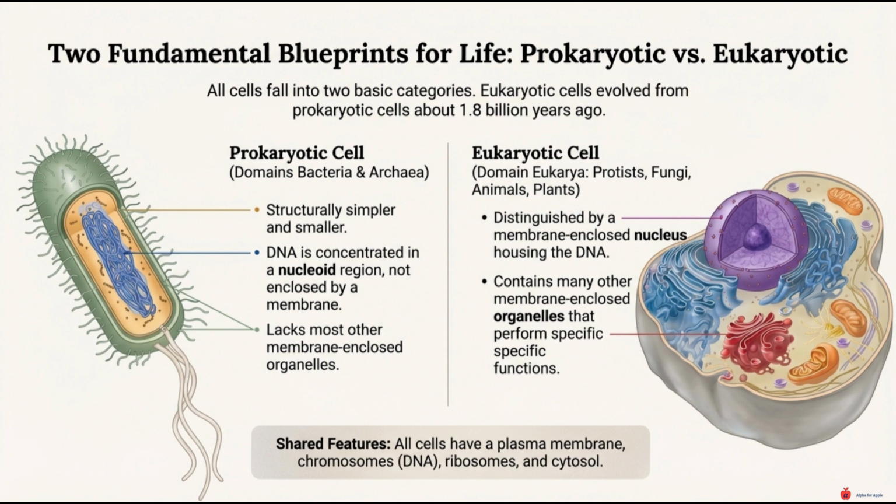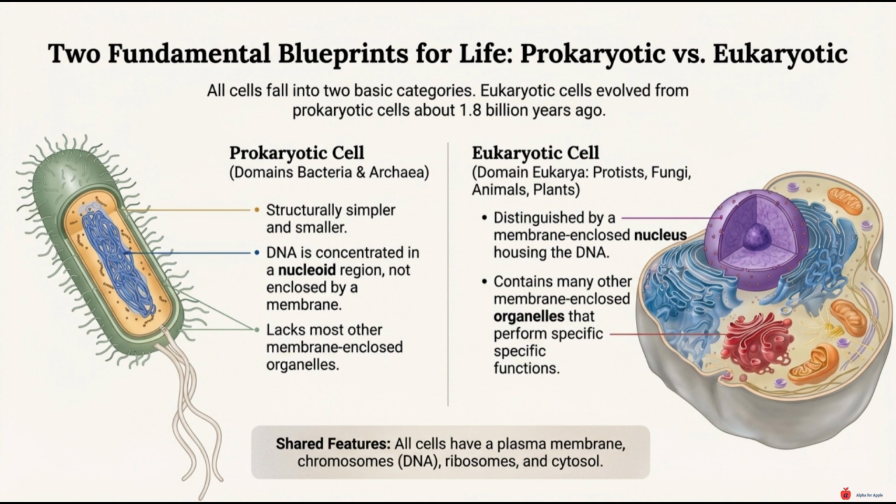Right. You have the prokaryotic cells, the bacteria and archaea. They're structurally a lot simpler and smaller. Their DNA is just concentrated in a region they call the nucleoid. But it's not closed off. Exactly. There's no membrane around it. They just lack most of the specialized membrane-enclosed compartments we're about to get into.